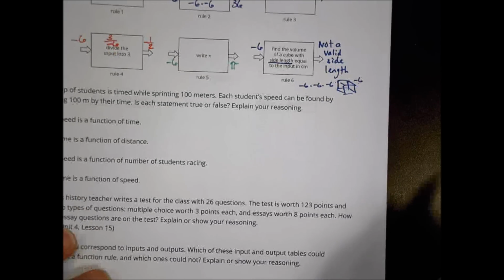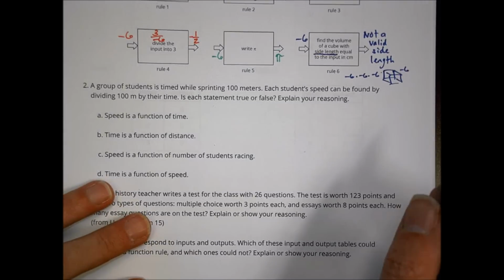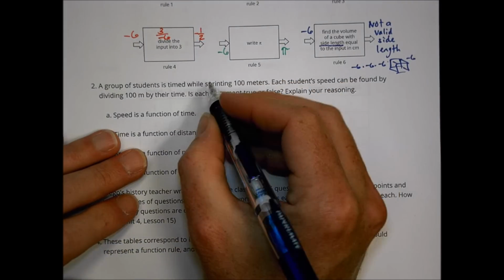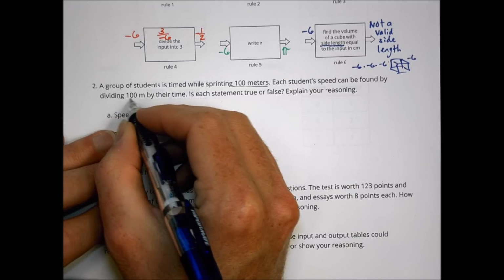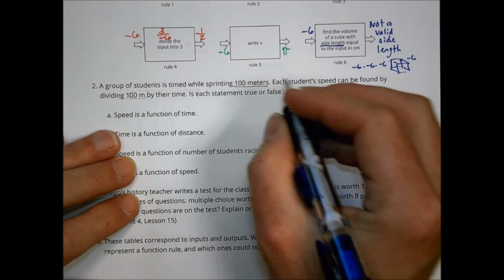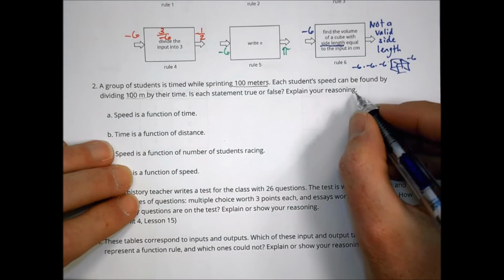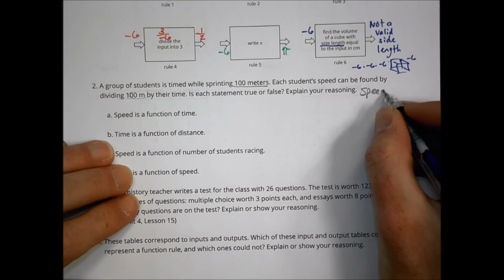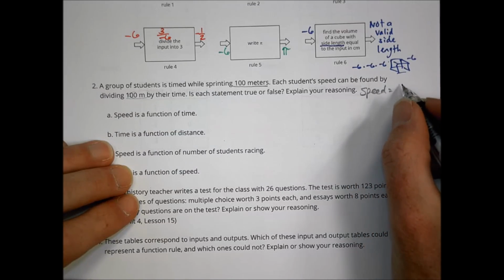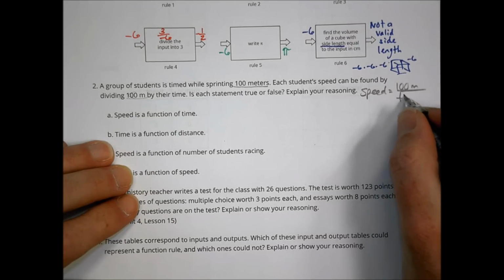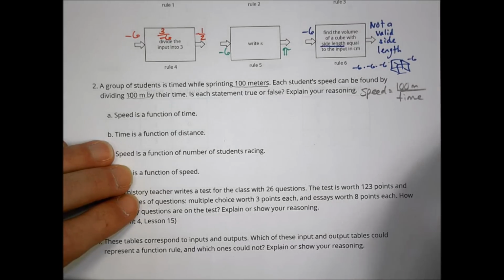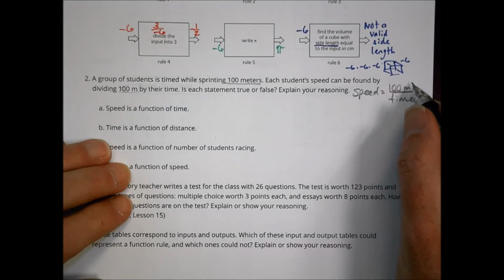All right, number 2. A group of students is timed while sprinting 100 meters. Each student's speed can be found by dividing 100 meters by their time. Okay, so speed equals 100 meters divided by however long it takes them to do it. That's how we find out their speed. So speed equals 100 meters divided by the time.